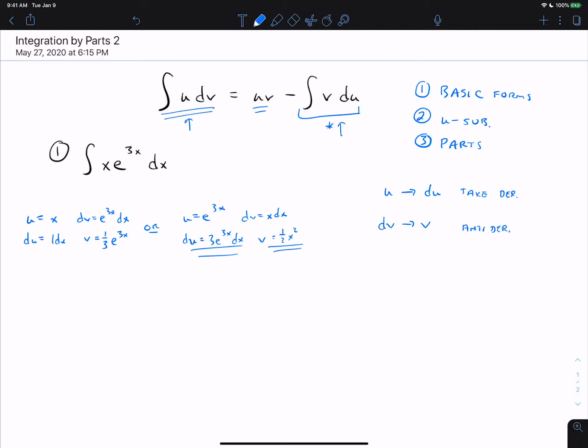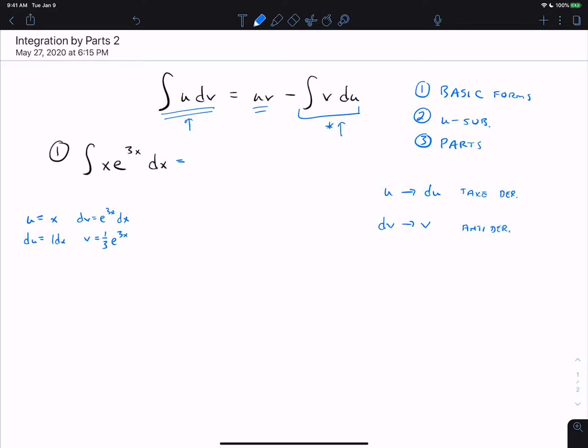And so if we're going to have e to the 3x there, we want to think, do I want to keep x squared, or would I rather drop an x off? We want to get rid of the x, which means we're going to use this first setup. So let's work the problem. Here, we're going to use u equals x, dv equals e to the 3x dx.